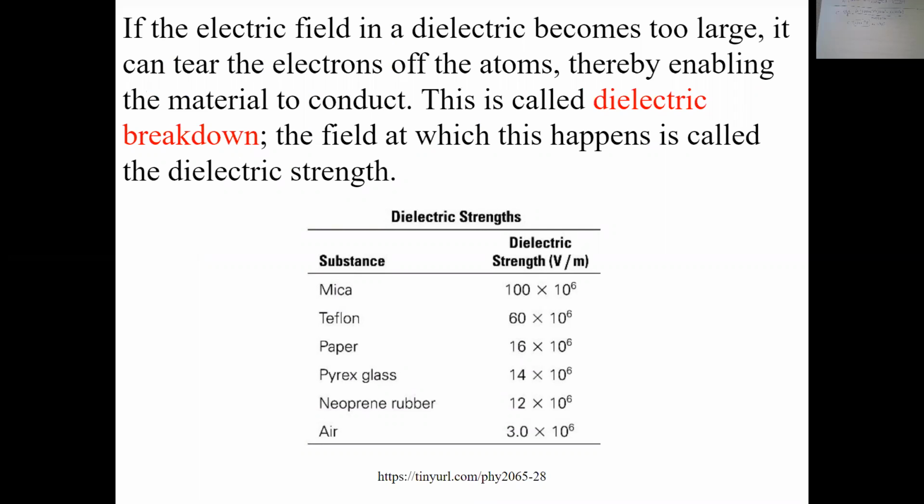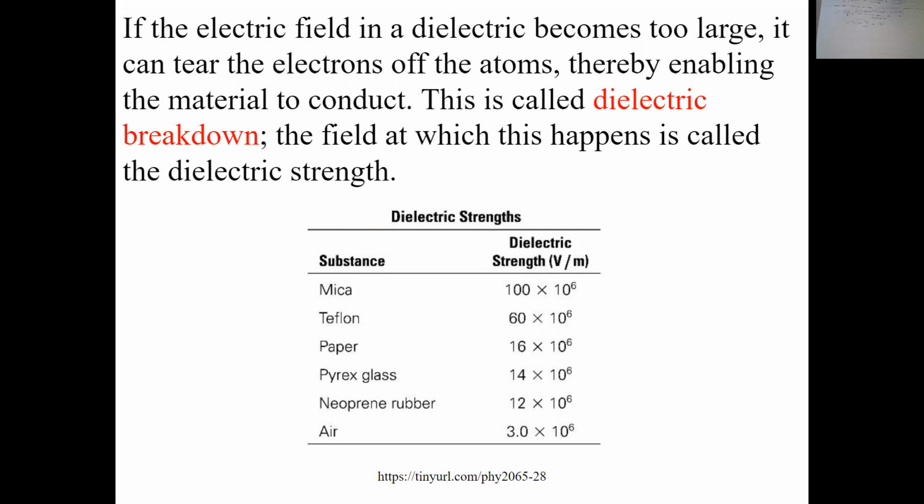When we refer to an insulator, that means it doesn't conduct current, right? However, if you apply a very large electric potential across an insulator, it will actually break down the dielectric. Then it will be penetrated and it will become conductive, okay? So this is called dielectric breakdown.